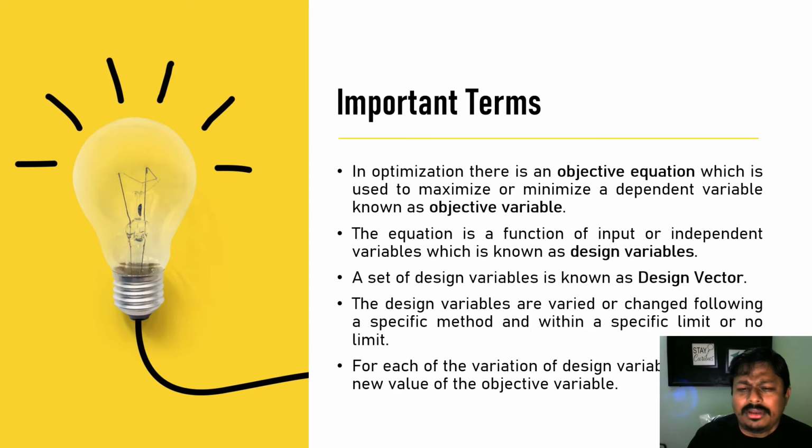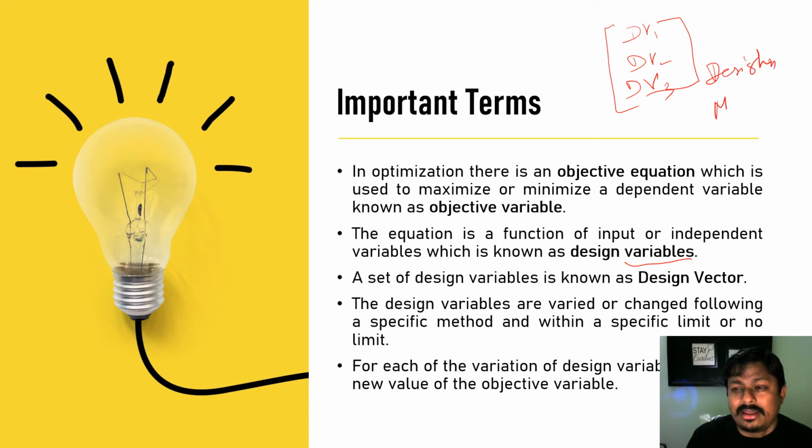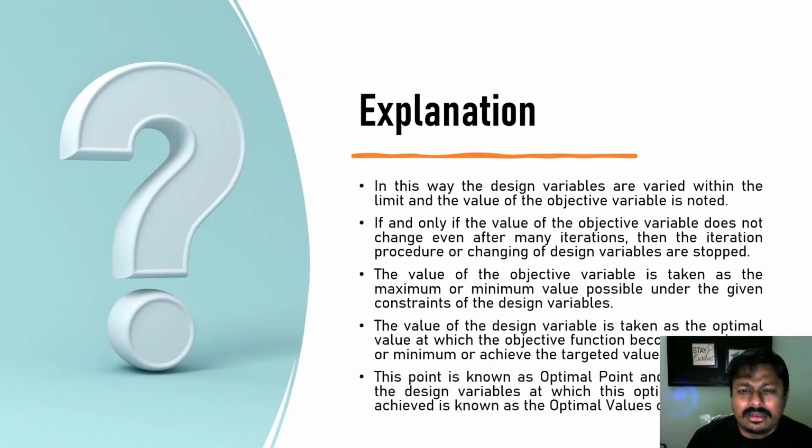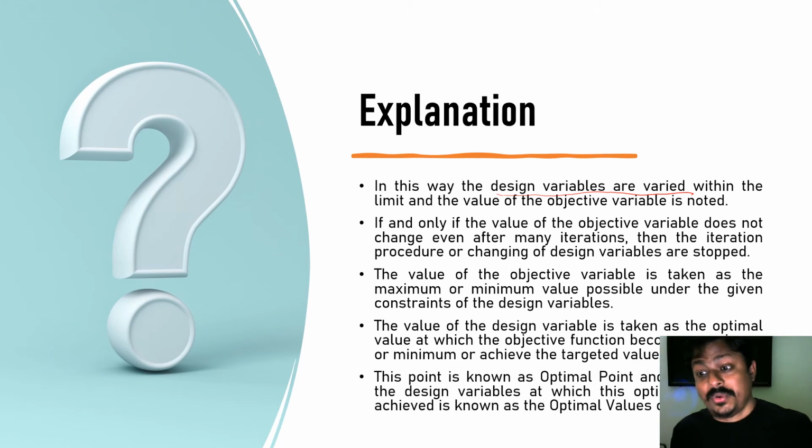So all the terms have already been discussed. The only thing is that a design variable is also known as a design vector, and the matrix of design variables is known as the design matrix. These I have already discussed and explained. The design variable is varied within the limits, the higher limit and lower limit.